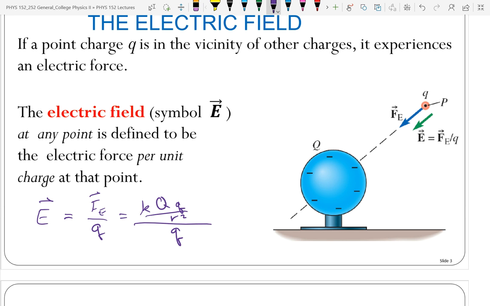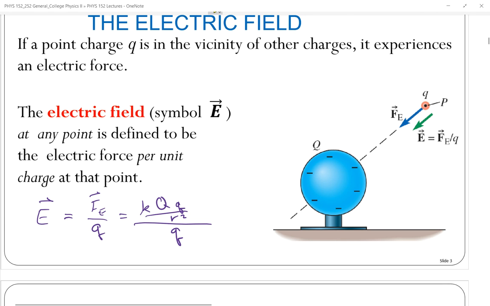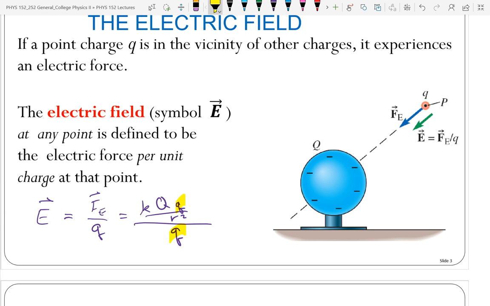So I have Coulomb's Law on top. K, Q1 is capital Q. Q2 is the lowercase q over r squared, and then divide all of that by q. But notice these q's are going to cancel. And so I'm left with the electric field. Now, what's missing from my equation?